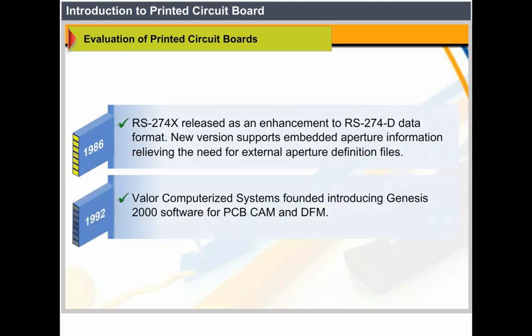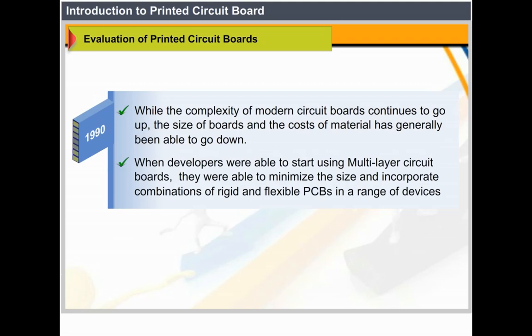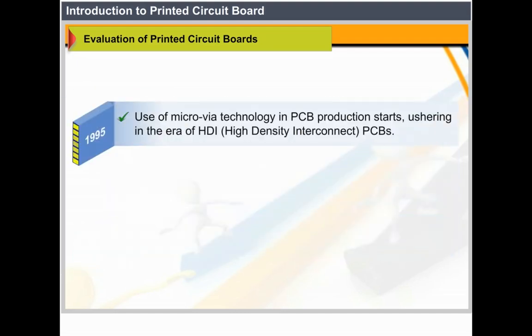1980s. Surface mount parts became the preferred option over through-hole components, which led to further size reduction while maintaining the same level of functionality. 1986. RS-274X released as an enhancement to the RS-274D data format. The new version supports embedded aperture information, relieving the need for external aperture definition files.